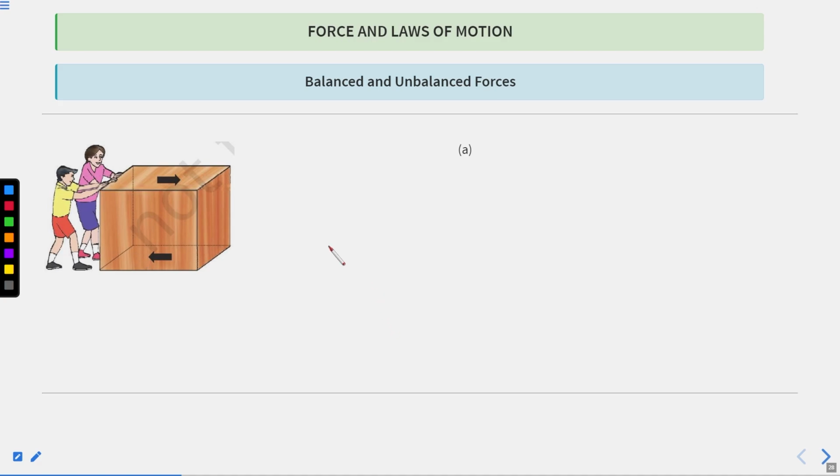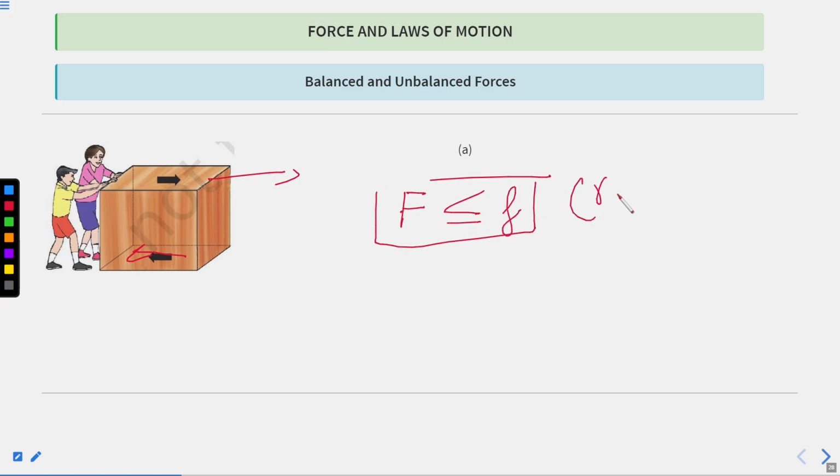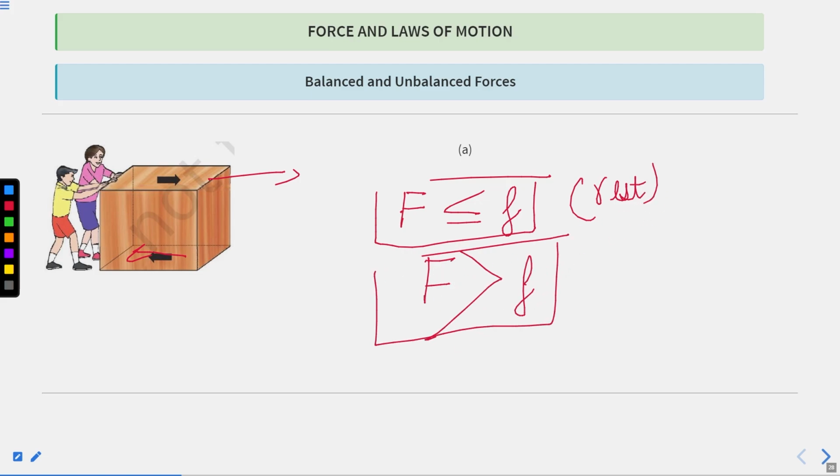This was the example of children pulling a cart, and the friction force is applied in the opposite direction. If your applied force is less than or equal to the friction force, this object will be at rest. If your applied force is greater than the friction force, then this object will be in motion.